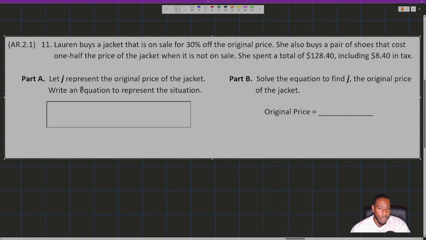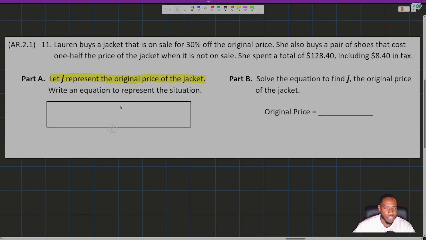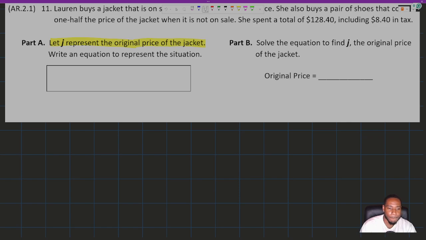They say let J represent the original price of the jacket, so they tell us what our variable is and what it represents. J is the original price of the jacket. They ask us to write an equation to represent the situation. Okay. So, they give us our variable. OG jacket price.